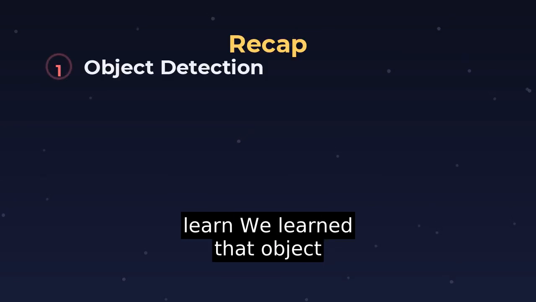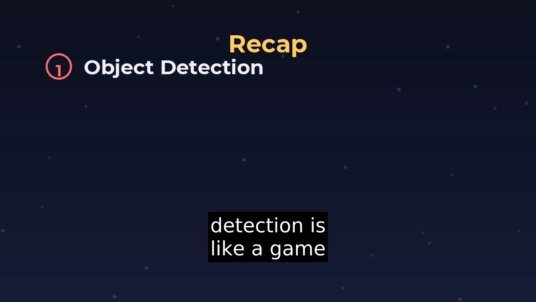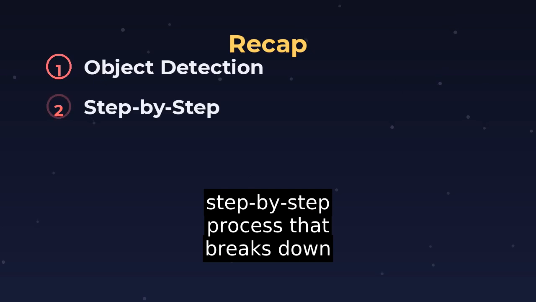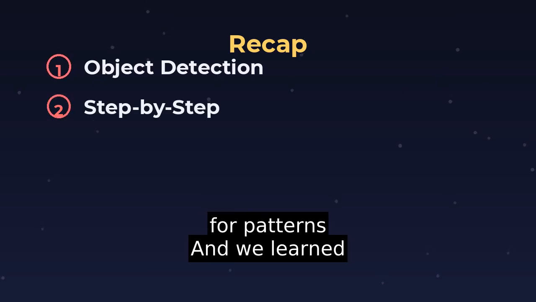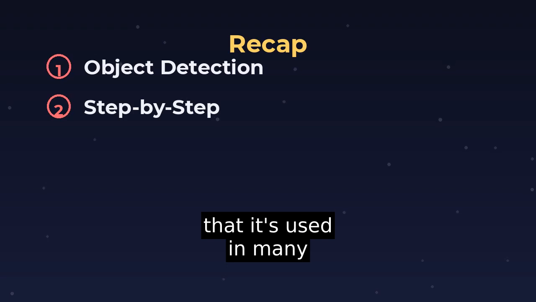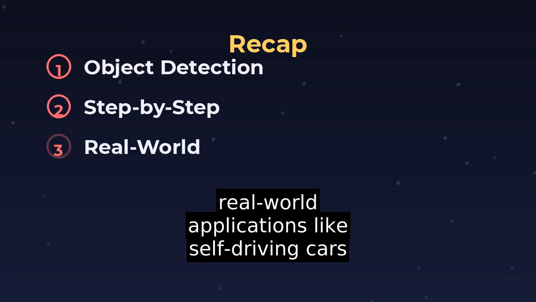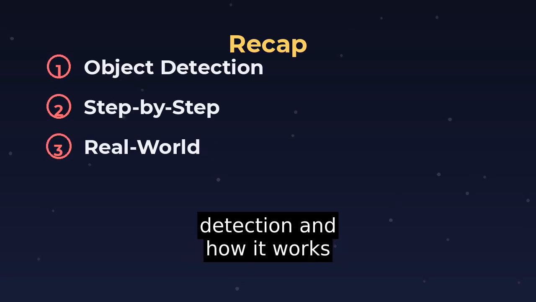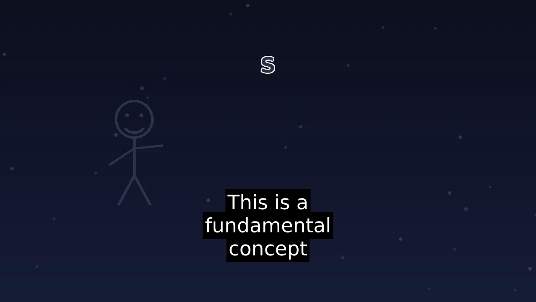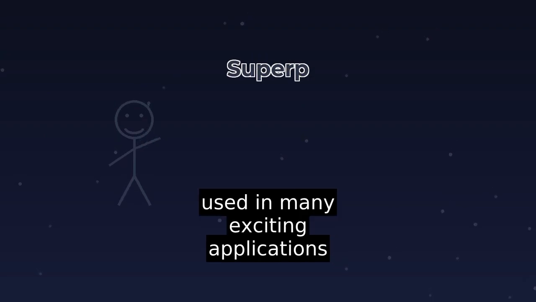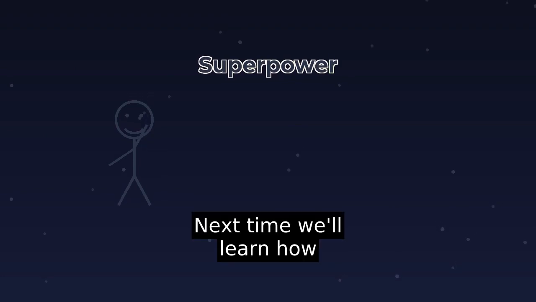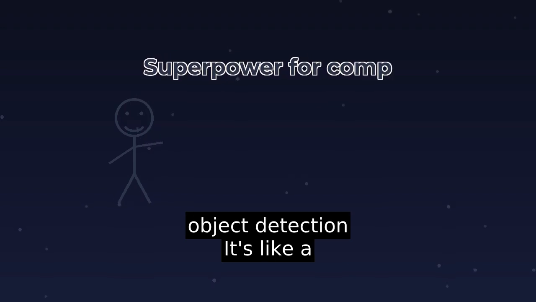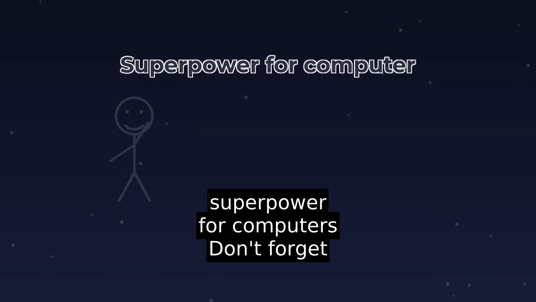So, what did we learn? We learned that object detection is like a game of I Spy for computers. We learned that it's a step-by-step process that breaks down pictures into pieces and looks for patterns. And we learned that it's used in many real-world applications, like self-driving cars and medical imaging. You now know the basics of object detection and how it works. This is a fundamental concept in computer vision, and it's used in many exciting applications. Next time, we'll learn how computers can learn from their mistakes and get better at object detection. It's like a superpower for computers.